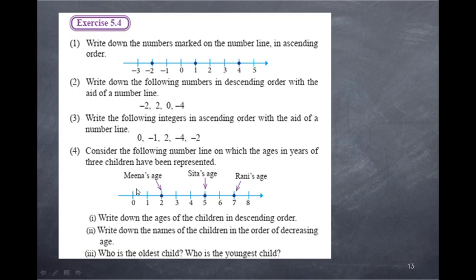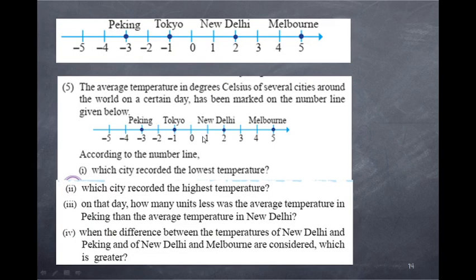Okay, we have another example, another exercise. Do this as well, and then we can discuss the answers in the coming video.